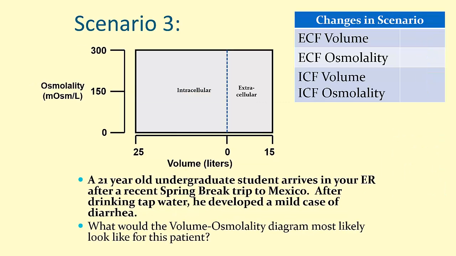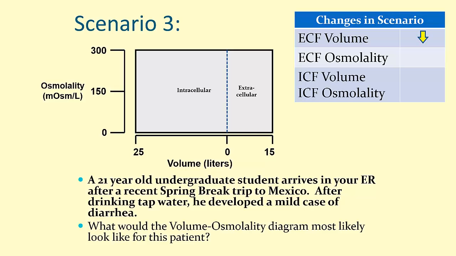Our third medical patient presents to us with mild diarrhea following a recent spring break trip to Mexico. Commonly referred to as traveler's diarrhea, this is a condition that occurs in many individuals traveling to Mexico due to the ingestion of bacterial pathogens. Our first step is to determine how this situation would affect the extracellular fluid volume. In this case, our patient has lost a volume of fluids from the GI tract, which is a component of the extracellular fluid, so our extracellular fluid volume would decrease.